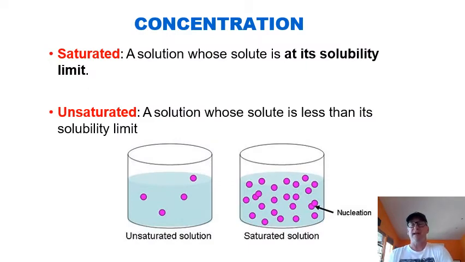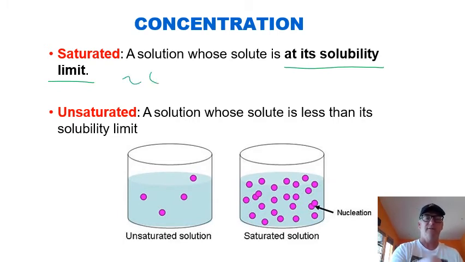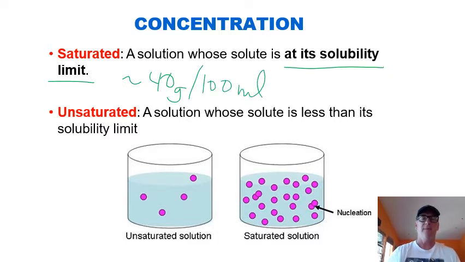So a saturated solution is a solution that can't dissolve any more solute. So it is absolutely filled. So it is at its limit. So if the limit, let's say, of, I think it was salt, was around 40 grams per 100 mils for sodium chloride. Once you've reached that 40 grams in your 100 mils of water, that's it. You can't add any more. And so we would say that's a saturated solution. We can't put any more salt in that water.